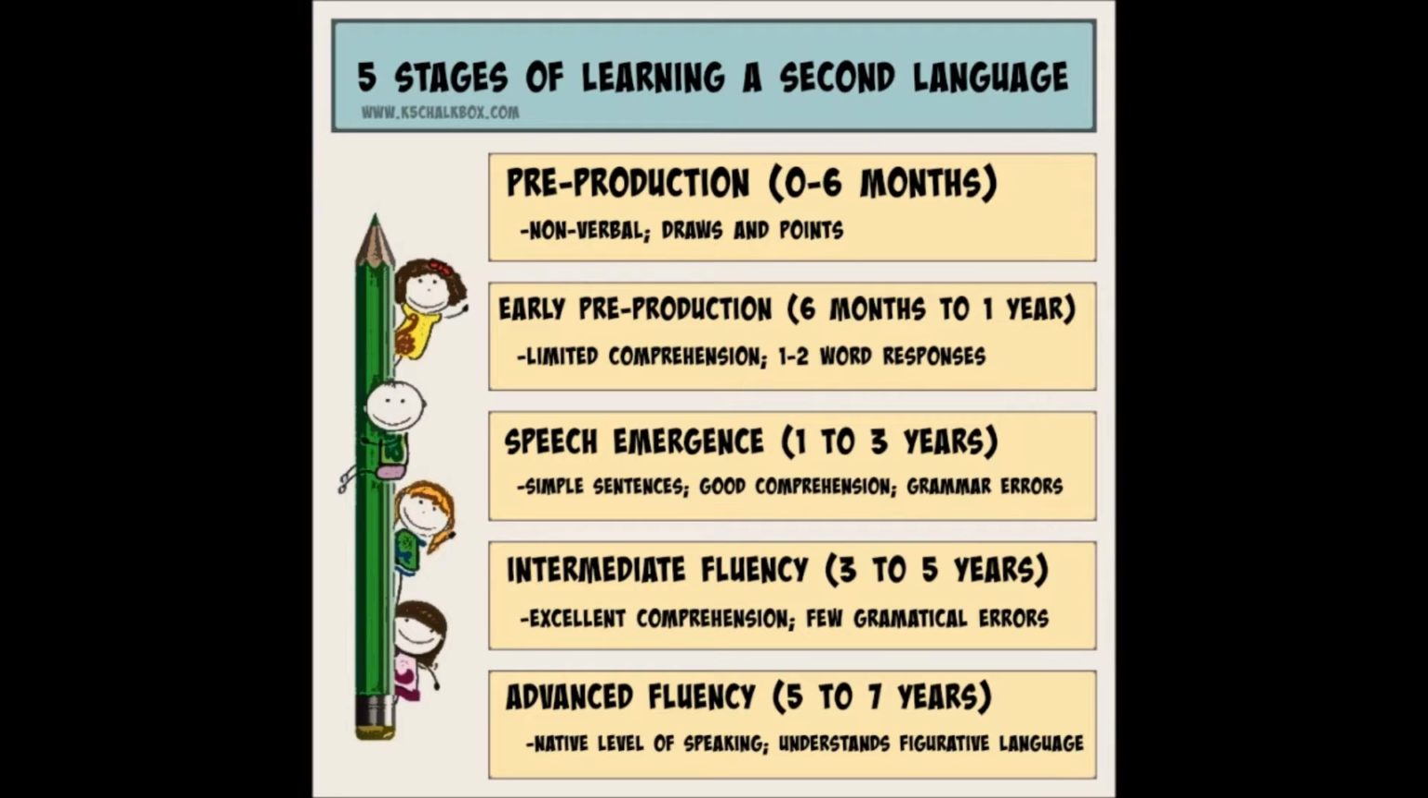And then following that, you have the intermediate fluency stage. Those students are considered beyond that speech emergent level, where they have excellent comprehension. They make few grammatical errors. Still, depending on the age of the child, if they're older, they may still have a stronger accent, but their comprehension is on point, as well as their social and their academic comprehension.